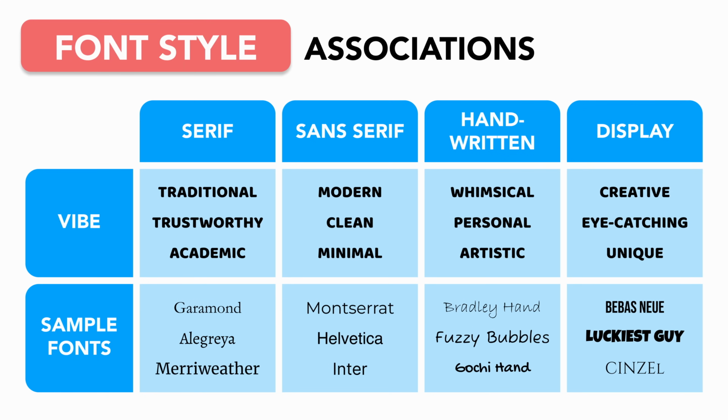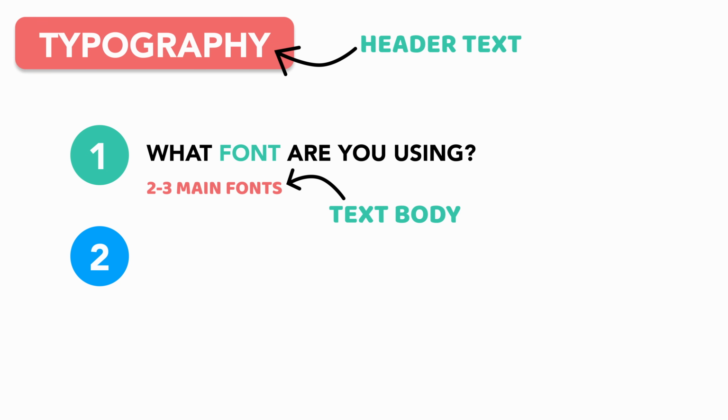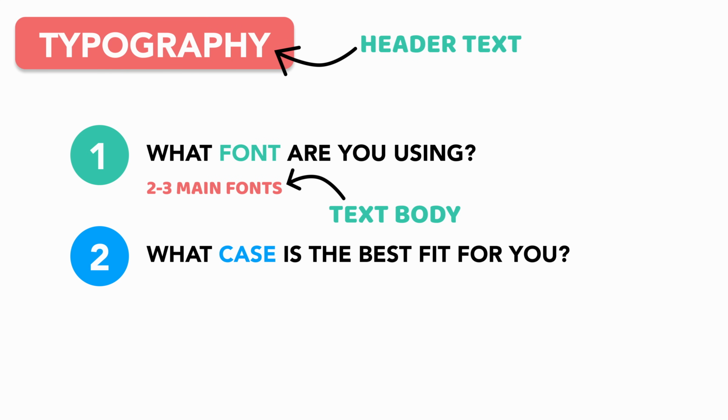But to keep things simple, here is a generalized overview of some common font styles and the archetypes they tend to match best. When selecting your typography, consider 2 main details. First, what font are you using? It's generally advised to have 2 to 3 main fonts you use, which you can use for your header text, text body, and accent text.